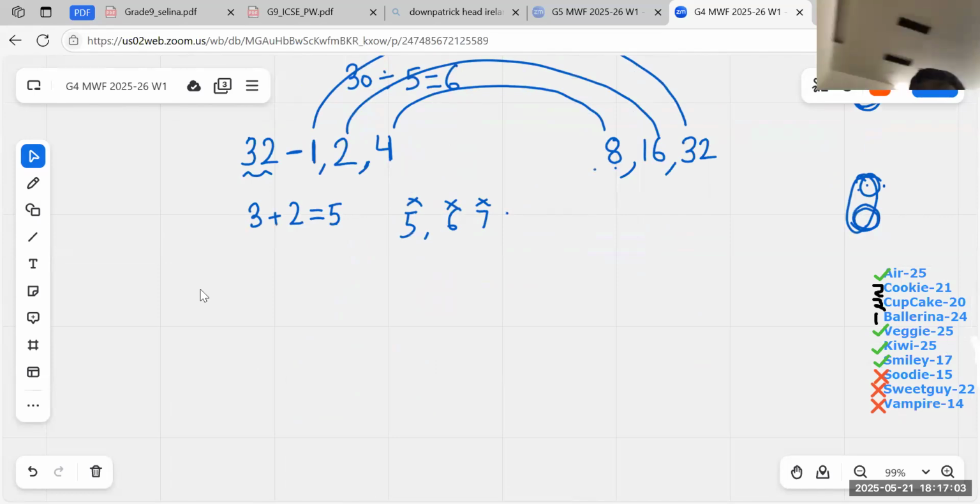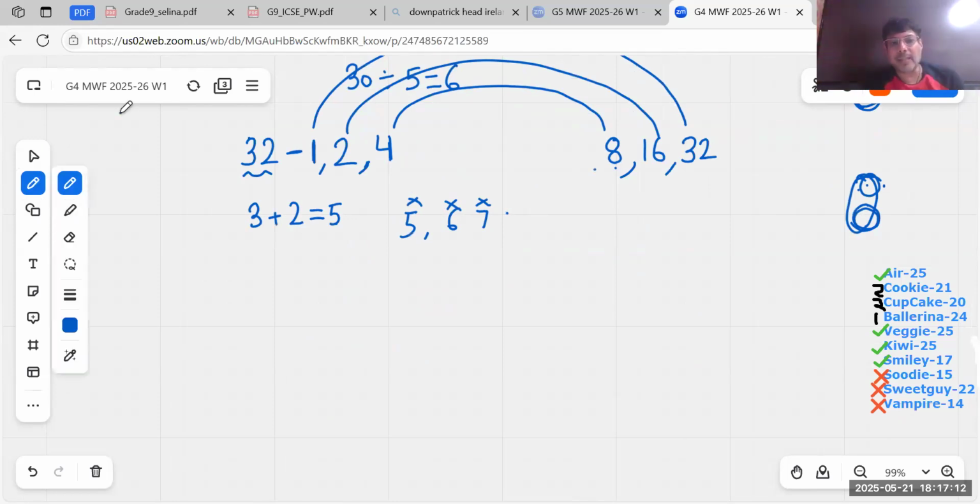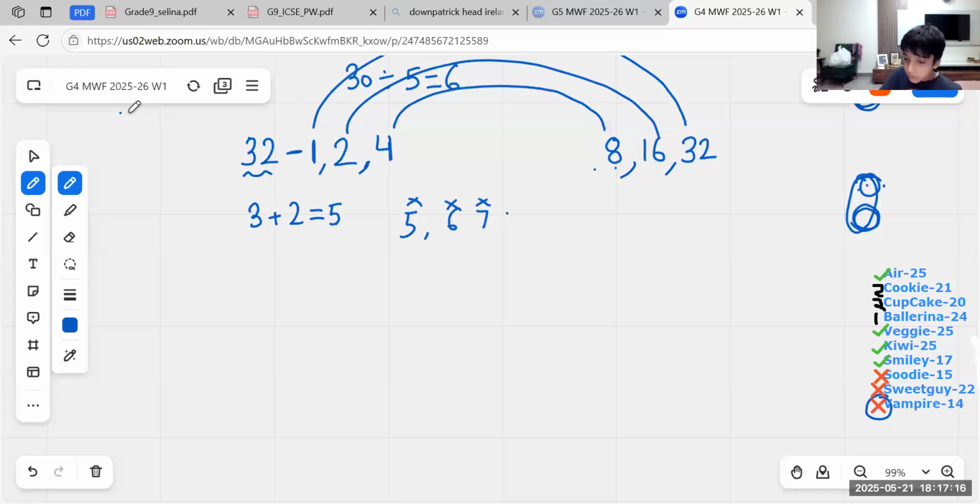Yes. Sudhi, you stay back. Vampire, you have 12 extra. Sir, I also wrote 12 by mistake. Yes, but the rest was all right. Vampire and Sudhi and Cookie to stay back. These 3 kids will stay back.